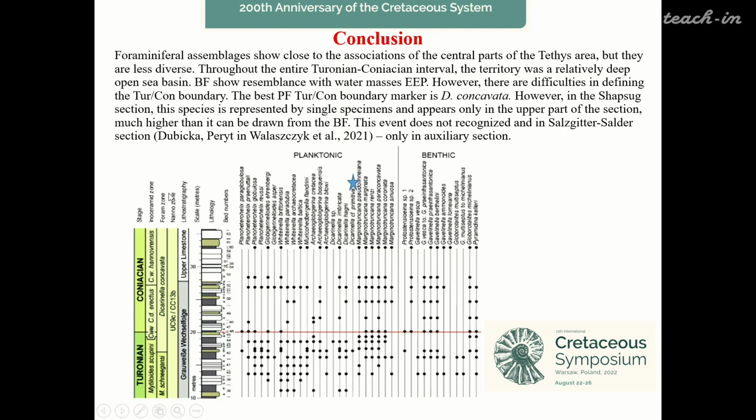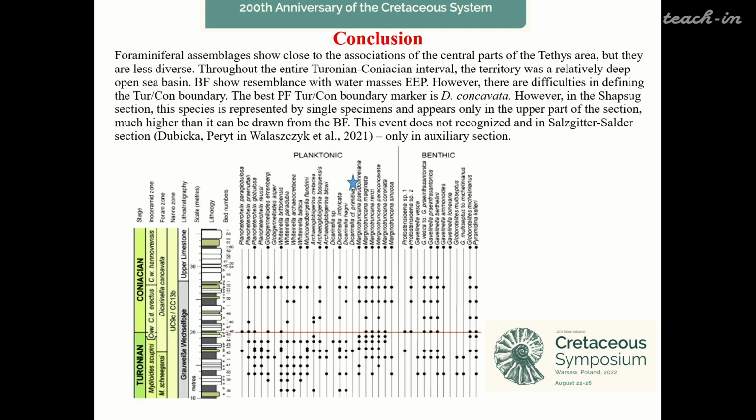So, the foraminiferal assemblage shows a close association of Shapsug quarry with the central part of the Tethys area. However, there are difficulties in defining the Turonian-Coniacian boundary. The best planktic foram marker for this boundary is Dicarinella concavata.